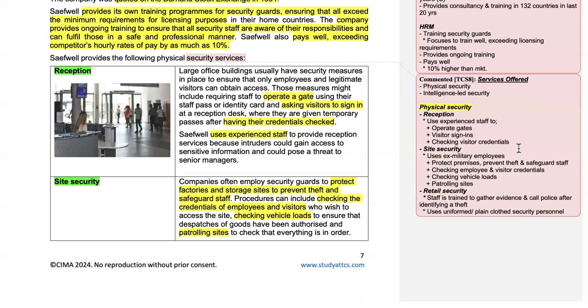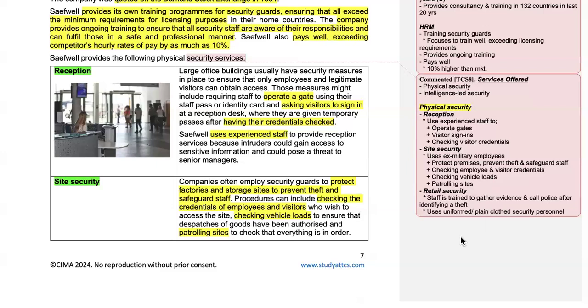And with regards to site security, we are using ex-military employees. Why are we using ex-military employees? Because they have to deal with intruders as well as thieves. So in order to manage these types of issues, we need to have appropriately trained and physically fit individuals. So it makes sense for us to recruit ex-military employees. So these site security services include protecting premises, preventing theft, and safeguarding staff members, checking employees and their visitor credentials to ensure that an intruder does not gain access to a certain company's premises, and checking vehicle loads as well as patrolling sites. So all these services are provided under site security.